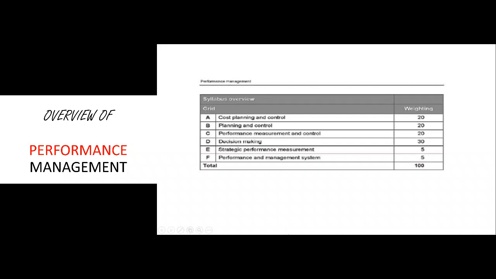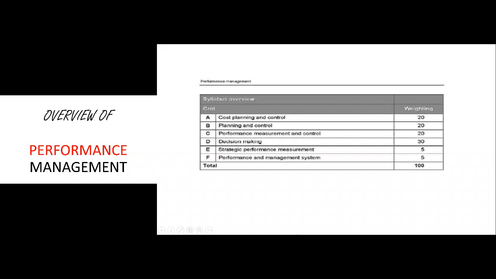It's broken down into A, B, C, D, E, F parts. The A part carries the weight of 20%: cost planning and control. Then planning and control, weighted 20% too. Then performance measurement and control, also 20%.